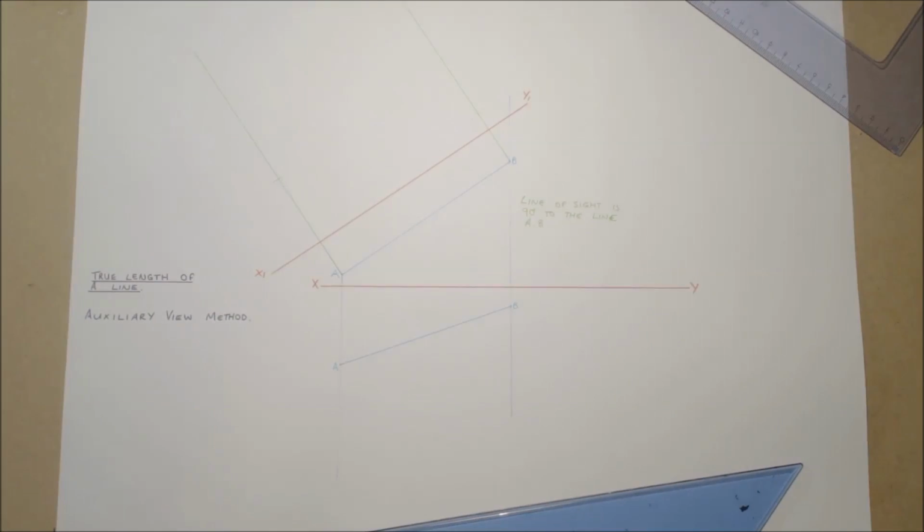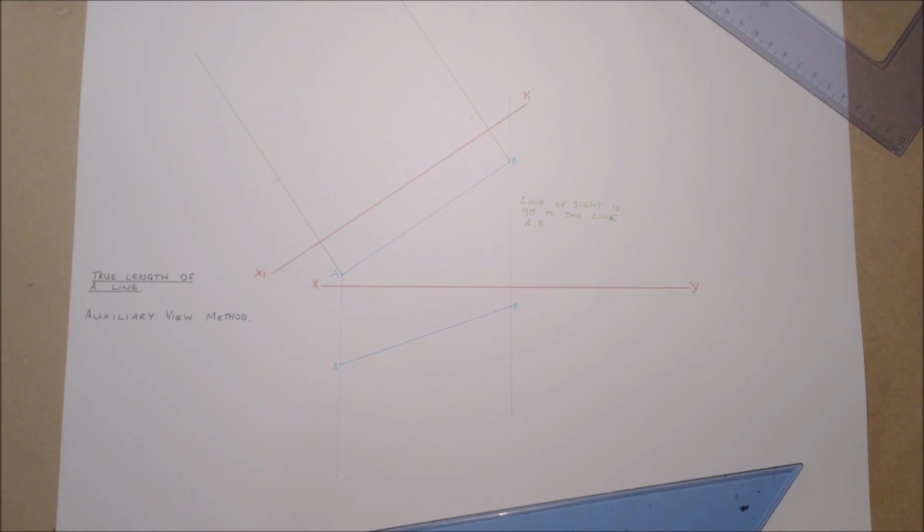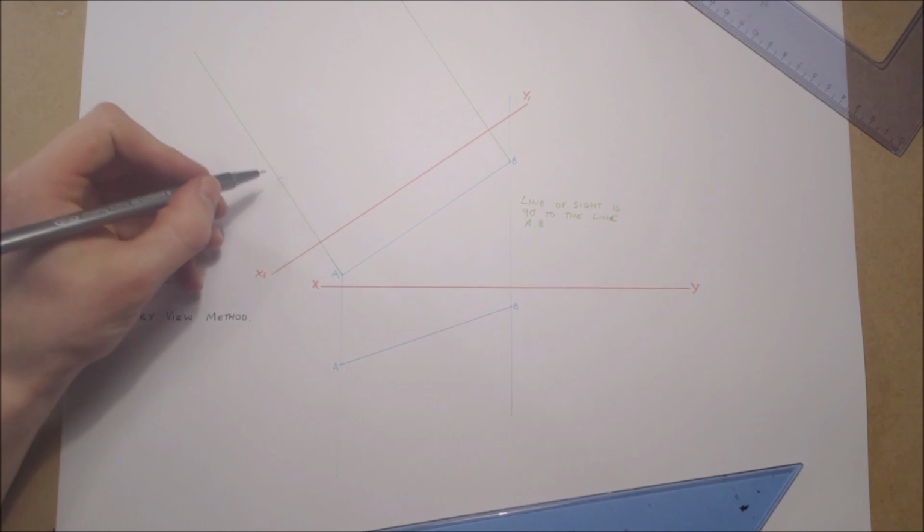Once the distances are transferred from the plan to the auxiliary plan, we join the points and this gives us our true length.